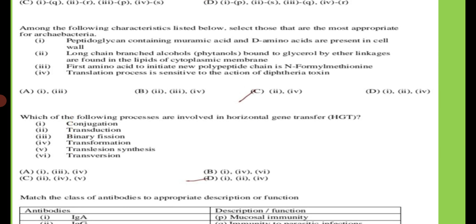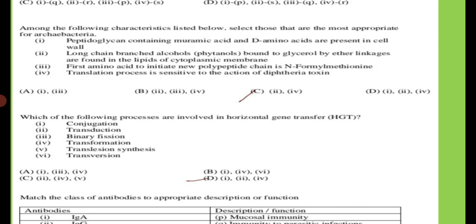Then the next question: which of the following processes are involved in horizontal gene transfer? The horizontal gene transfer means gene transfer within one generation. Conjugation, transduction, and transformation, these three processes are processes for gene transfer, or processes for recombination, and these are horizontal gene transfer processes.